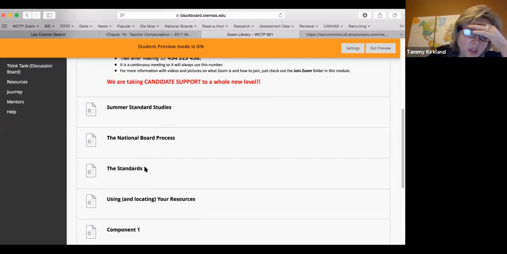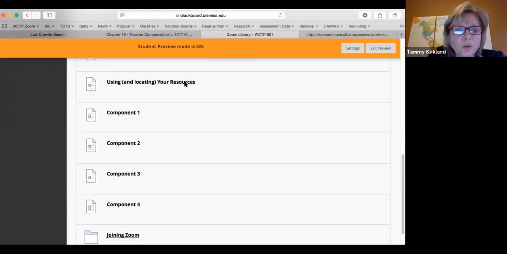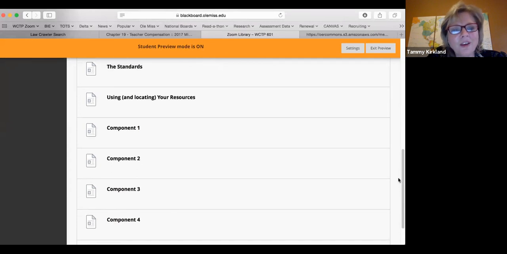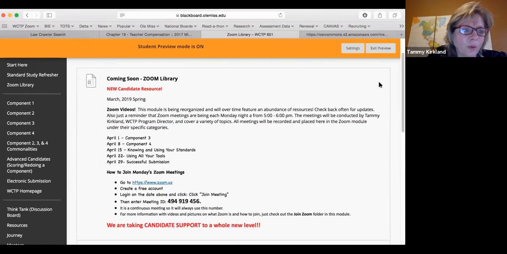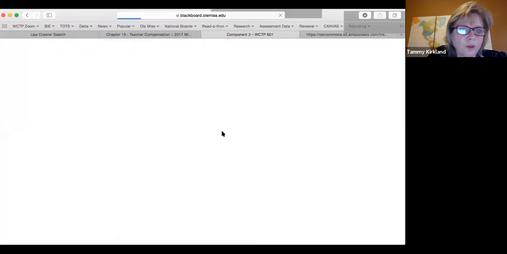The standards, this name will probably change a little bit, but this will have videos about how you get to know your standards, how you successfully integrate the standards. There'll also be something about rubrics, using and locating your resources, and then you can see there'll be a page for each one. If you click on component 3 right now, well, there's nothing there. But tomorrow when you click on it, it will open and you will actually find this video, hopefully, if I did my recording correctly.